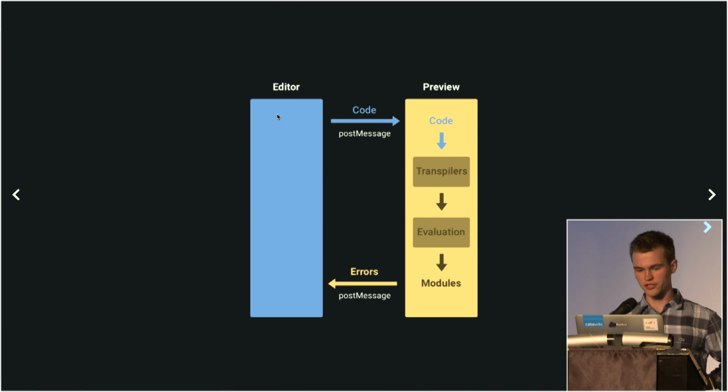So when your code changes in the editor, it will be sent to the iframe with a post message. The code will go through transpilers and then will be evaluated with a simple eval. And preview will send back, okay, I'm done. And it will say, okay, I have so many errors, most of the time 0. So this is actually the core of how it works, and I just built features on top of it to make it more appealing.